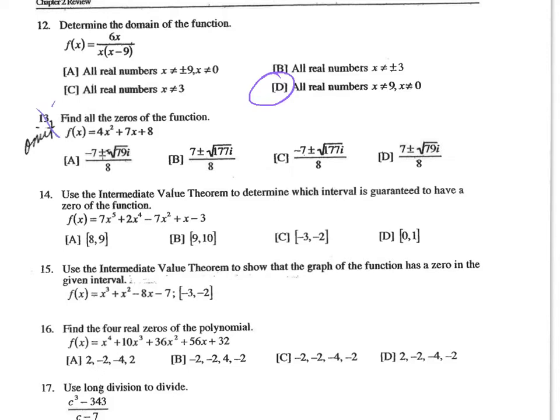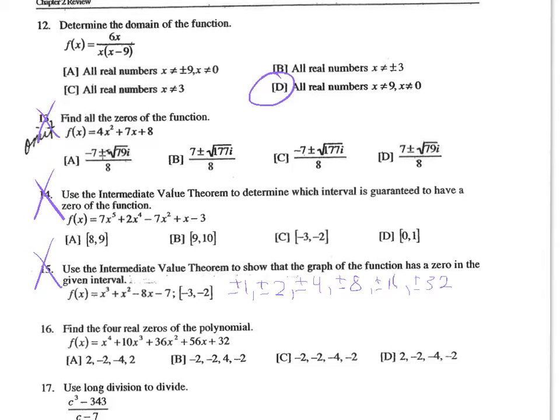You can omit 13 and 14 and 15. If we take a look at 16, we want to find all real zeros of the polynomial. So since we can't factor this polynomial, we use the factors of 32 to test and see if they are zeros of the polynomial.